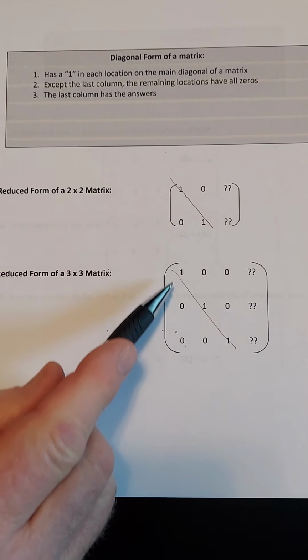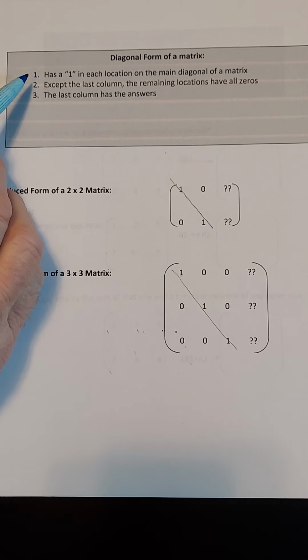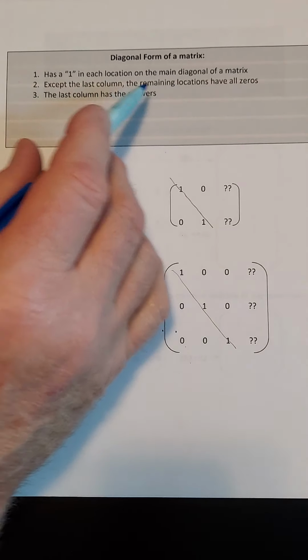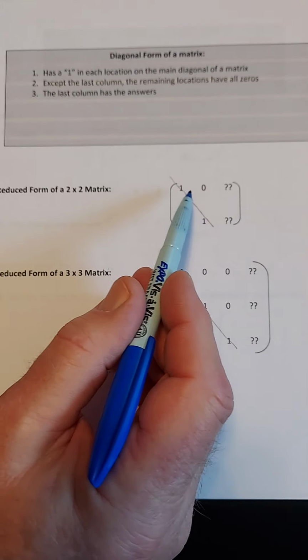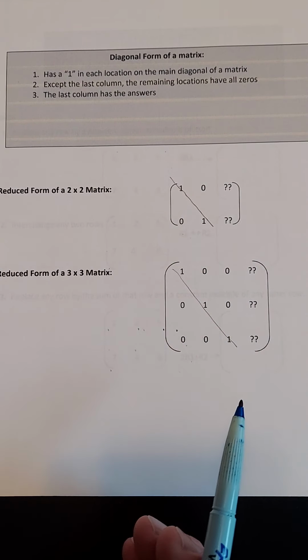So I have a 1 on each of the positions in the main diagonal. That's what this one says. And then except in the last column, everything else is zeros. So if you look at the main part here, you got zeros. You can see all the zeros here.